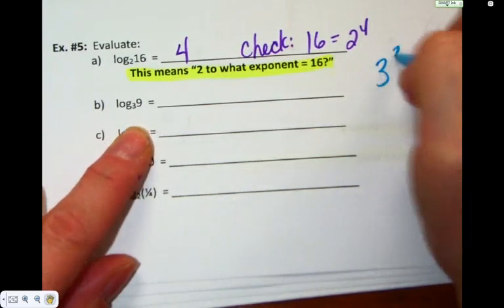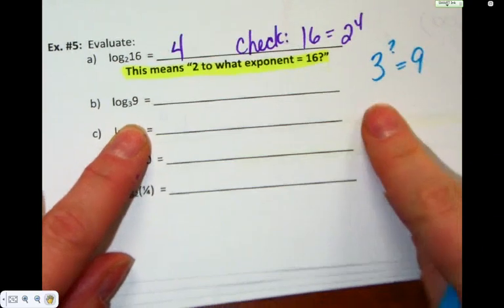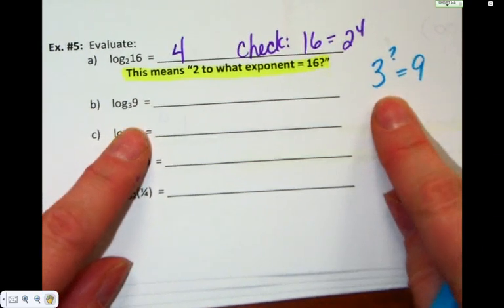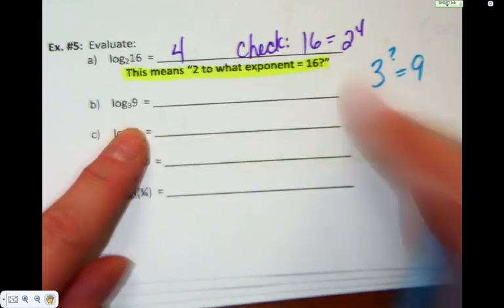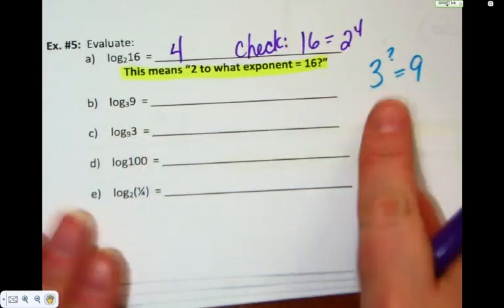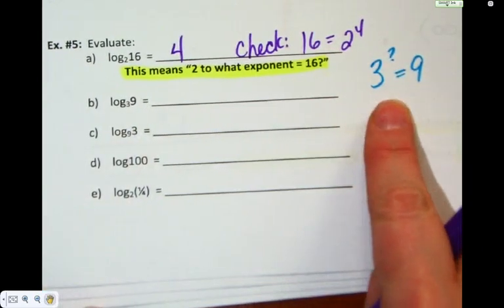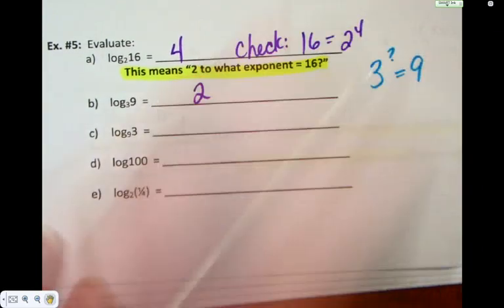So if it helps your brain to write it out, then write it out. This is what it's asking: 3 to the what equals 9. So if you're visual and you want to actually see it, then write it. Once you see it like that, the answer becomes pretty obvious. 3 to the what equals 9? 2.